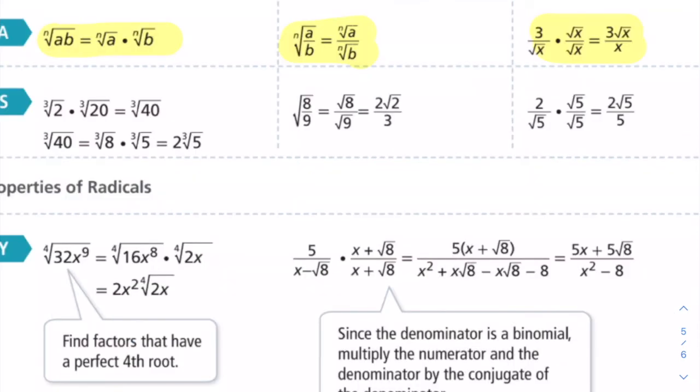So looking at this example, 5 divided by x minus root 8, we'd have to multiply the top and the bottom by the conjugate x plus root 8. And then when we simplify, you can see that we don't have a radical in the bottom anymore.